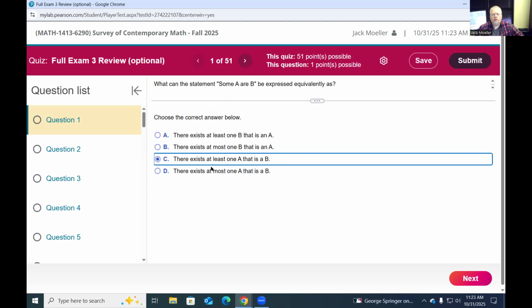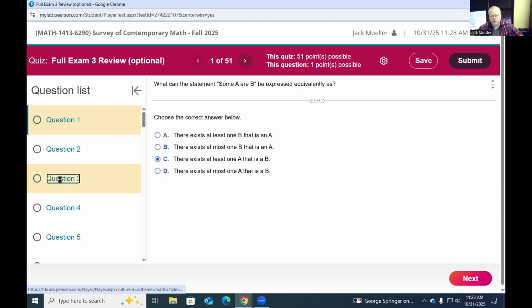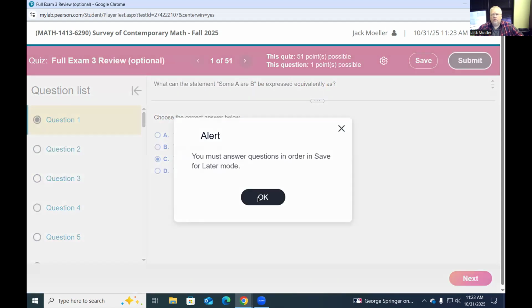So that's what I would do: try to eliminate the ones that, right off the bat, should be eliminated, and then be careful with the other ones. That's what you're going to see from 3.1.